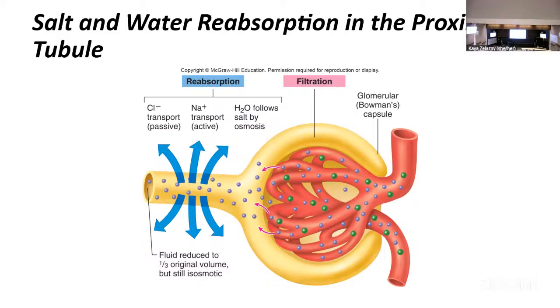When we think about details of the individual carriers, I'm not going to say we're never going to mention them again, but those are really going to be more important when we get to the distal tubule and the collecting duct, where we see regulated reabsorption. So don't get too worried about all these specific cellular pathways in the proximal tubule.